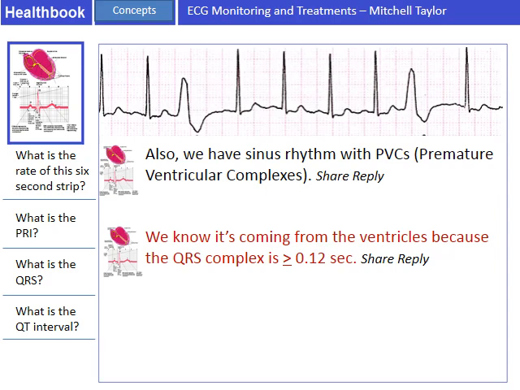PVC, meaning that it's the same shape when both of them occur. If it was multifocal, meaning it looks a different shape every time, like one's upright, maybe the other one's inverted or below the isoelectric line, then we would be a little more concerned. That would be a higher priority seeing the patient. Which would be the highest priority seeing, a patient with PVCs or a patient with PACs? That's correct, a patient with PVCs. And who would be the highest priority to see, a patient with multifocal PVCs or unifocal PVCs? That's correct. Multifocal PVCs increase the risk of poor outcomes with the patient. So good job.